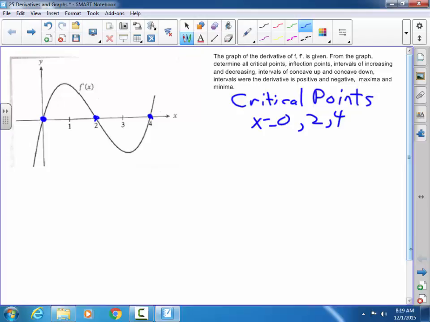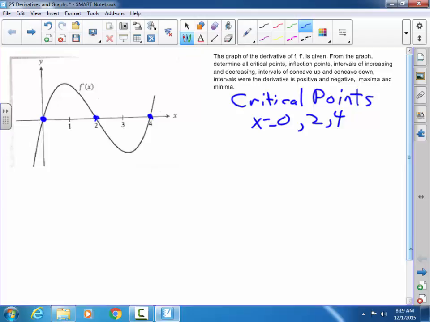Because what's the definition of a critical point? Where the derivative is 0. Where the derivative is 0. And when you're looking at it graphically, that means that the derivative crosses the x-axis. So we've got 3 places that we have critical points. Very good. That's easy to see from the graph there, okay?